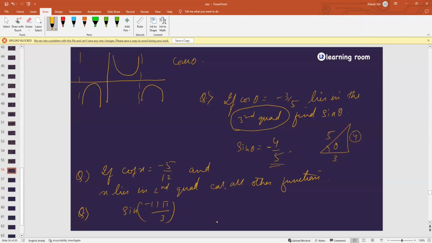Okay, let us check it out then. So 11 pi by 3 is 11 into 180 by 3. So it is 60, and I think 660 degrees. Okay, so let us check where 660 degrees is lying. So 11 into 6, yeah, 66. Right, so 660 degrees.